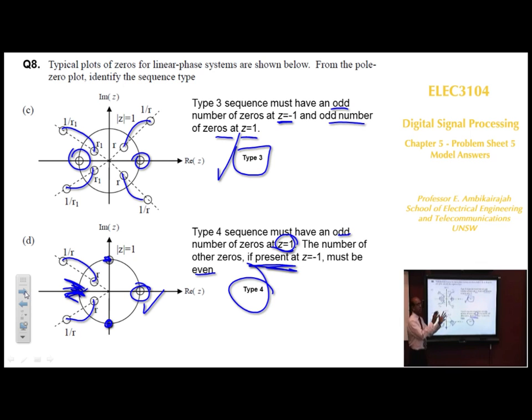So from the pole-zero pattern, you should be able to work out linearity by reciprocating them, and then you need to work out whether it's type 1, type 2, type 3, type 4.